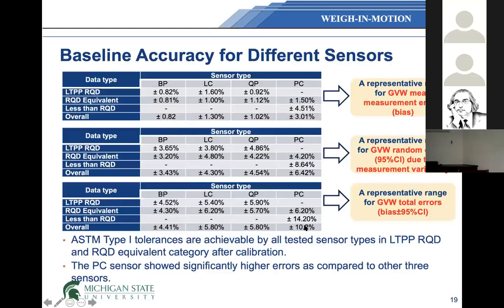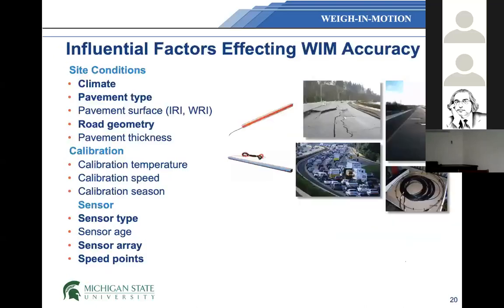And we see the total error is less than 10%, except the piezo cable. So you can expect there will be higher error in the piezo cables. Okay, so these are the accuracies coming from the data, and these are achievable accuracies in the field. That's why this is important, because this is coming from all over the US. These accuracies can be achieved in the field.